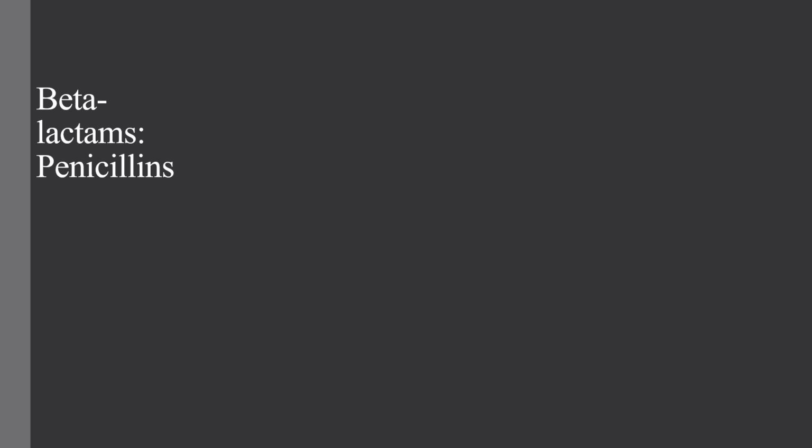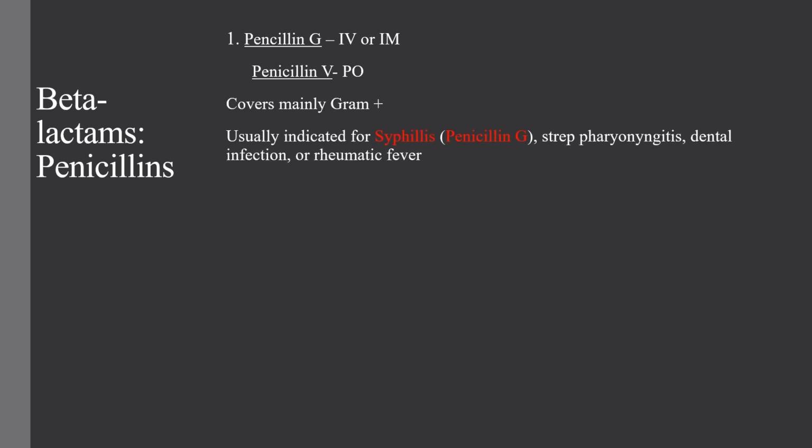So let's start off with the bread and butter, which is the penicillins. We've got penicillin G and penicillin V. Penicillin G is usually given IM or IV, and penicillin V will tend to be your PO dosing, and they cover mainly gram-positive bacteria. You'll usually see this more for syphilis, penicillin G especially, and strep pharyngitis, dental infections, or rheumatic fever. If you work in a pharmacy, you'll usually see penicillin V prescribed as antibiotic treatment sometimes.